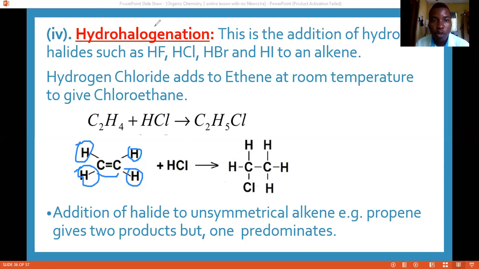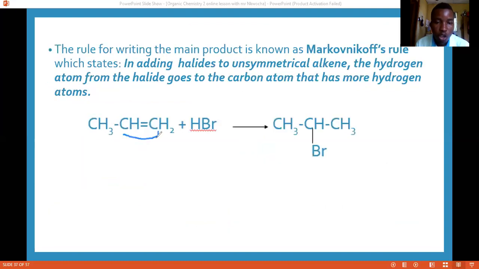But if it becomes unsymmetrical, what do I mean? They are no longer equal. Let's say, for example, look at this one here. This is an unsymmetrical hydrocarbon. You see, these two carbons are the carbons containing the double bond. You can see this carbon contains two hydrogens, while this carbon contains only one hydrogen. So the question is, where will the hydrogen from this hydrogen bromide go?